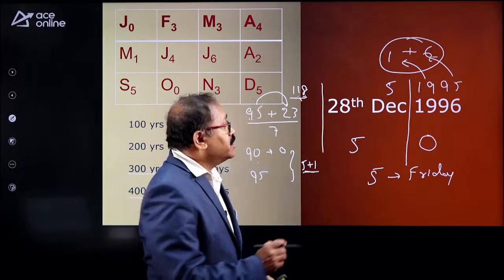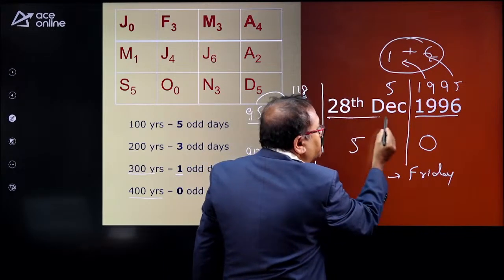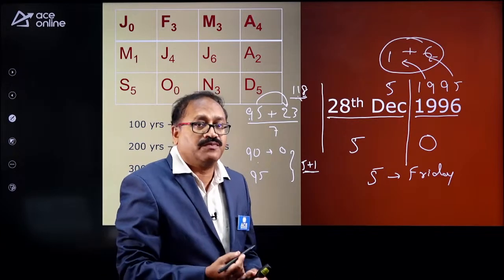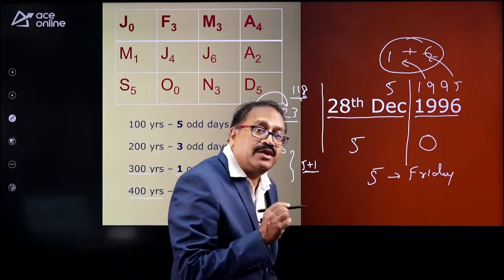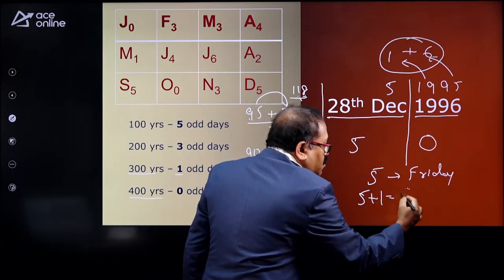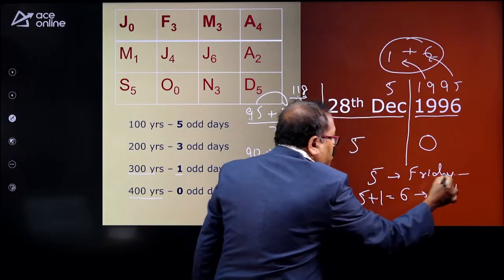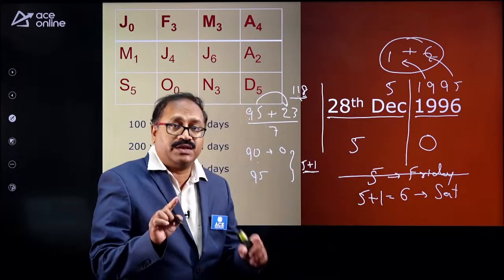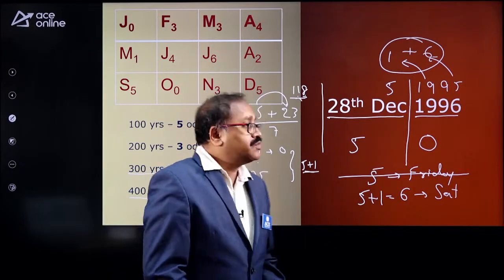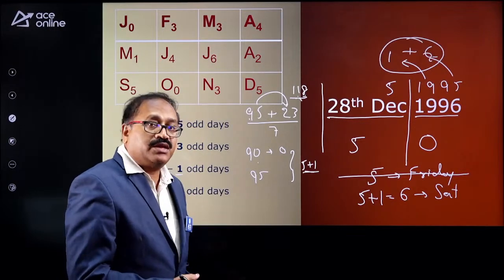But what he forgot is that this is a leap year and we cross February, because we are dealing with the 28th of December. That means we cross February. Therefore, we need to add one more extra. That means 5 plus 1, 6 odd days, and 6 odd days will be Saturday. So therefore, my answer is not Friday. My answer is Saturday. That's it, my friends. Whatever question you ask, I hope I could clear this one.